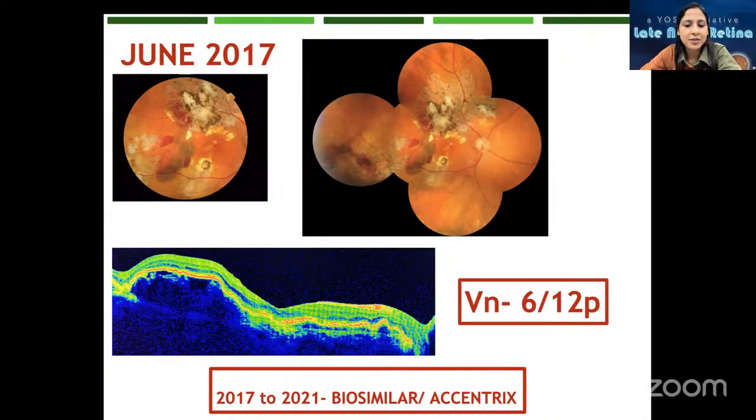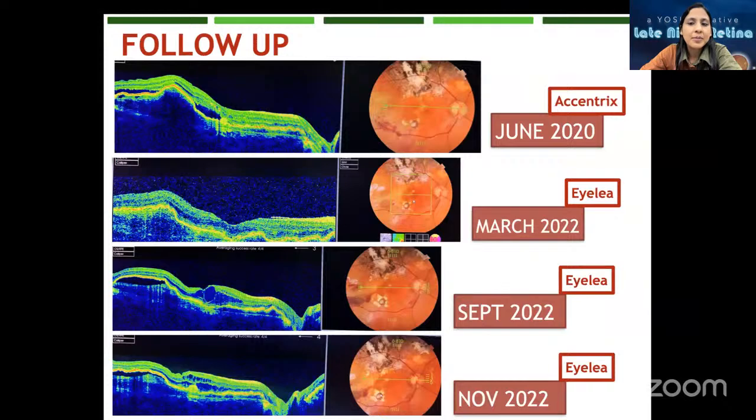Sometimes we would give Razumab, sometimes Eccentrix. But as we see in the follow-up, like in June 2020, the SRF would come and the PED would always be tented like this, although all the time she was maintaining a vision of 6/18. After a few years of Eccentrix and Razumab, we actually shifted to Eylea. Sometimes we would get a flat fovea and sometimes we would have our cysts back.